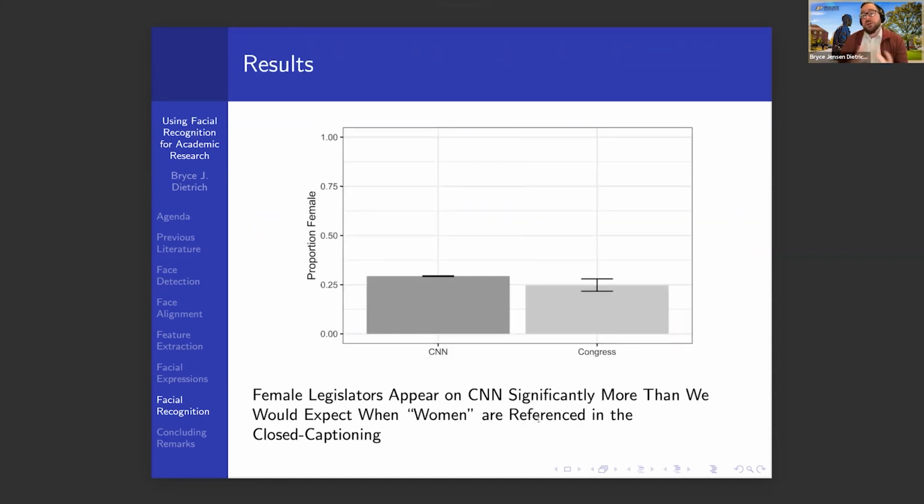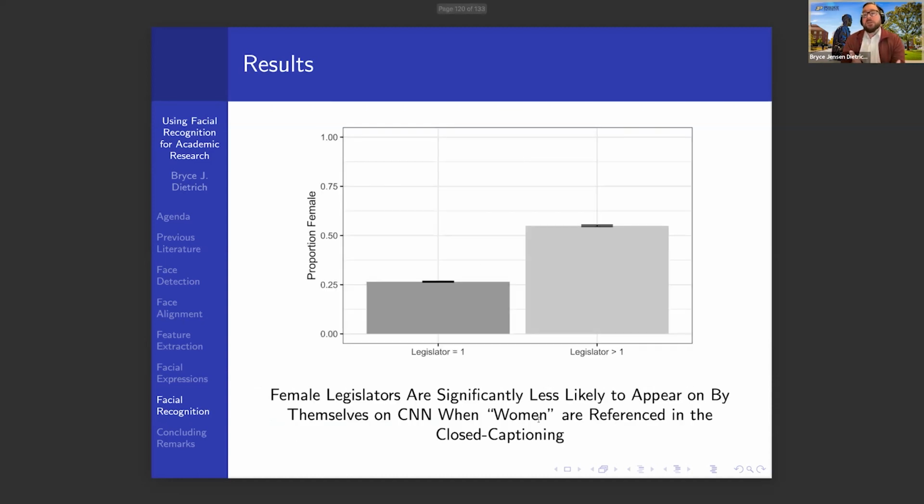So ultimately, the substantive results that we had in our paper is that we found that female legislators appear on CNN significantly more than we would expect in Congress when women are referenced. And so this is based on the number of women that appear in our data set versus the number of women in Congress who use the simpler language. That finding is what we should expect, hopefully.